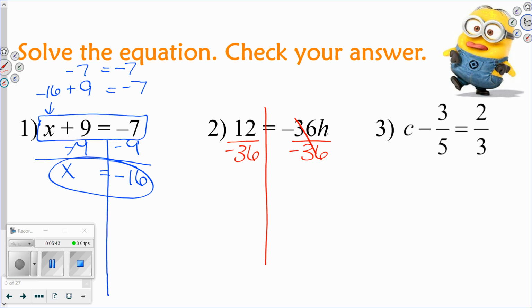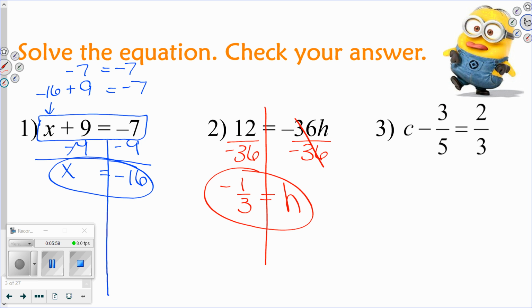All right, so this will cancel. I have an h equals negative what? Oh, I don't like decimals. Ugh. There it is. That's -1/3.